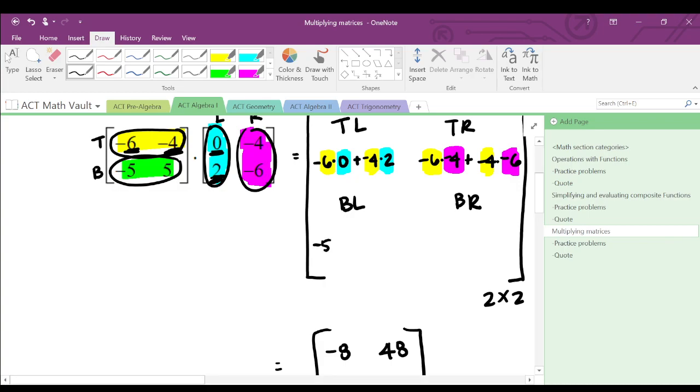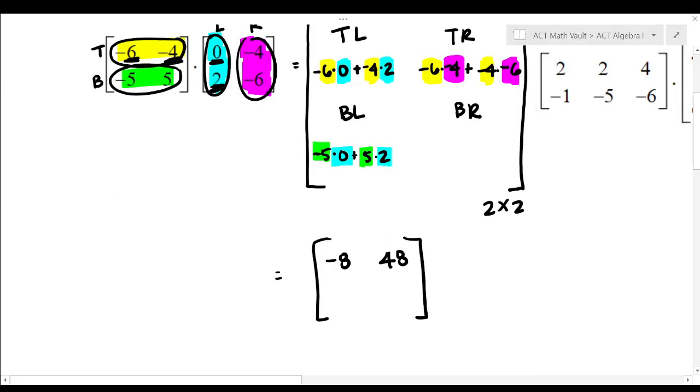Remember, it's the bottom left, so I need the bottom and the left. We have -5 times 0 plus 5 times 2. That is the first with the first, the second with the second. And that is -5, 5, and 0, 2. So those added together will be 0 plus 10, which is 10.